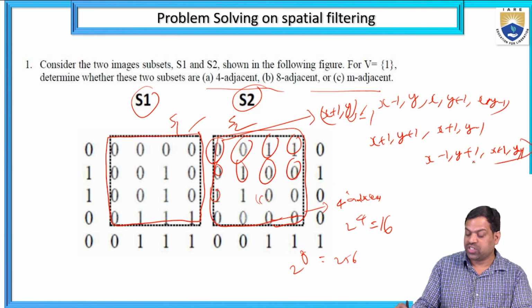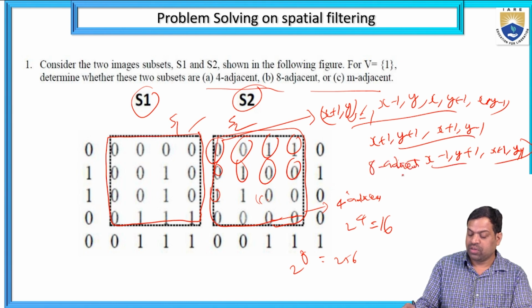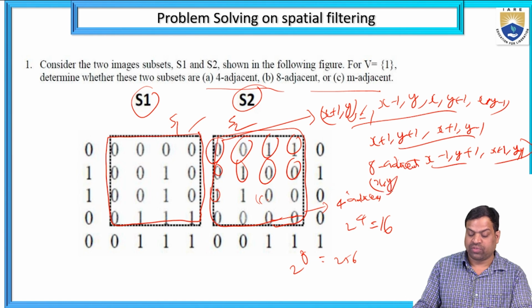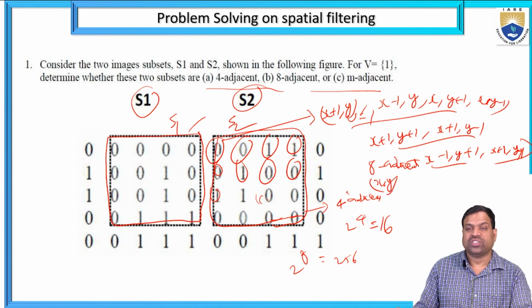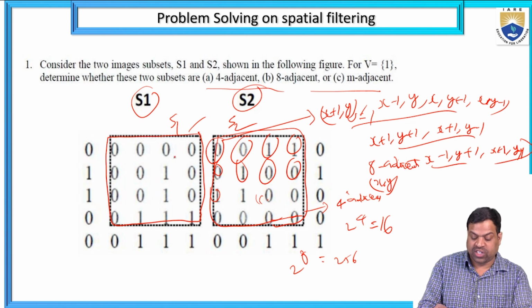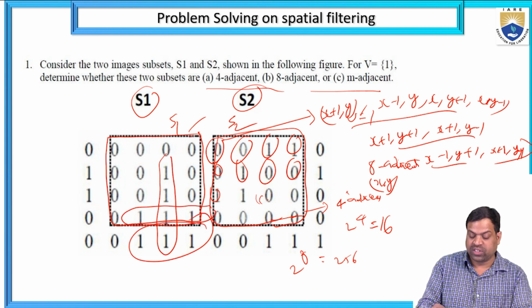So how many adjacents are there? If I am taking 8 adjacent, it is 8 adjacent values with the coordinates x comma y. So 4 adjacent and 8 adjacent are like this only. Here, why am I taking v equal to 1? It means these are the adjacent values. I am taking 1, and if those are not adjacent values, I am taking zeros.